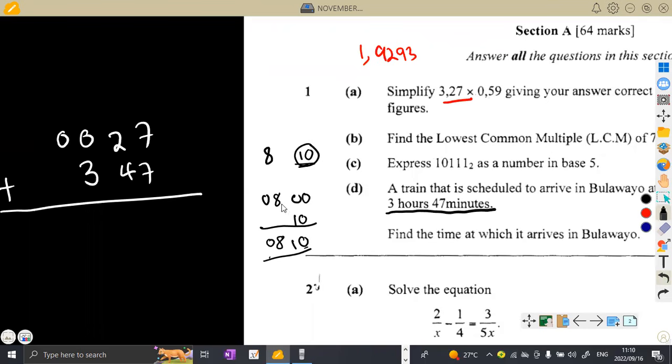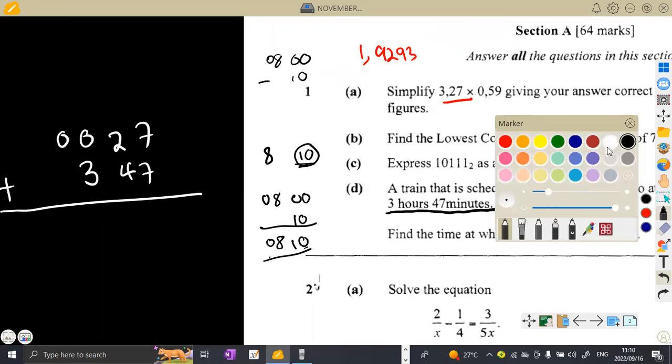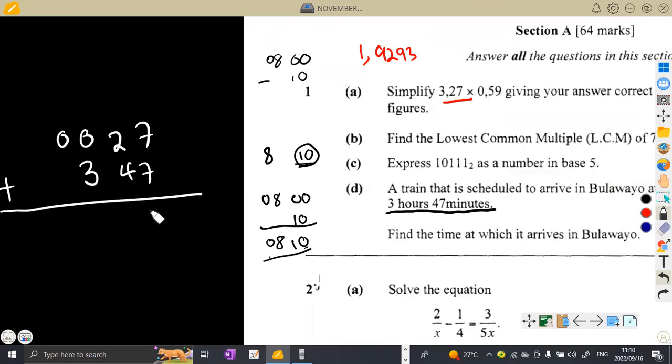But if you arrive early, it means you're going to subtract. You're supposed to arrive at 8, then you arrive 10 minutes earlier, you subtract 10 minutes. So a delay you add. So we just add: 27 plus 47, that is 74. Then 3 plus 0, that's 3.